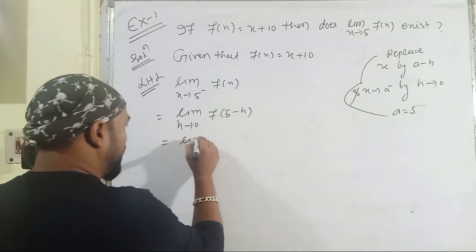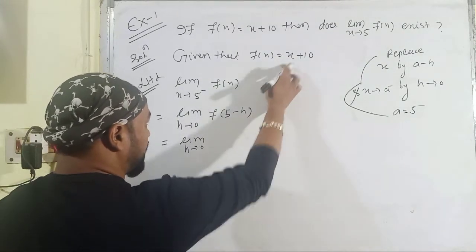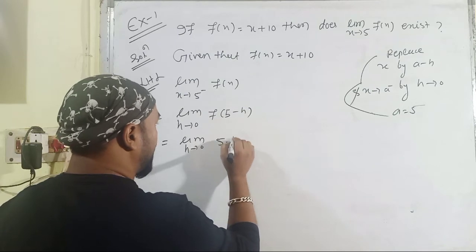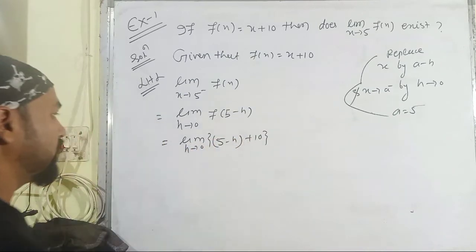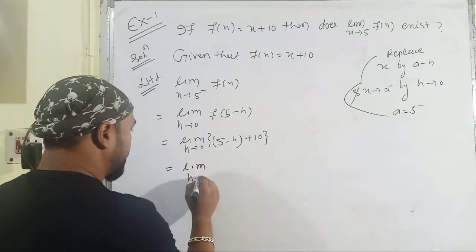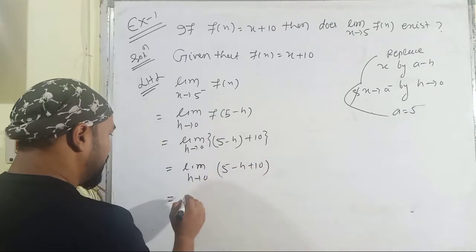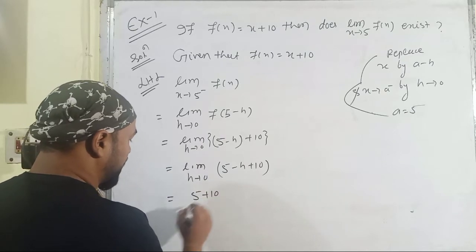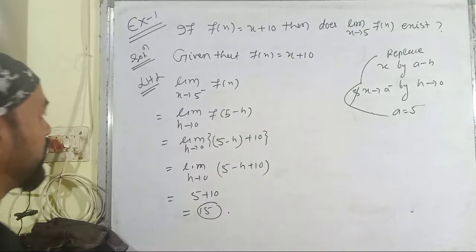Then limit h tends to 0, it is x plus 10. That means in place of x plus 10, we have to put 5 minus h plus 10. So these are the replacements here: limit h tends to 0, 5 minus h plus 10. Then by putting the value of h here, we are getting 5 plus 10, that is equal to 15. So the left hand limit here is equal to 15.